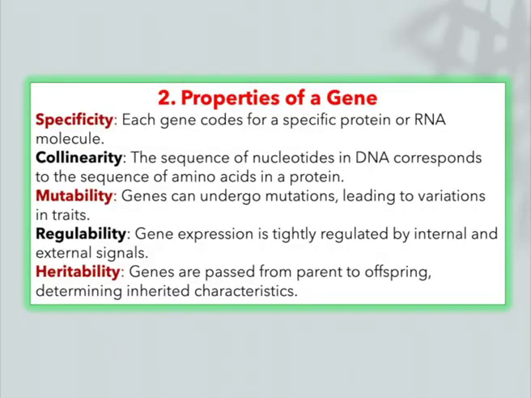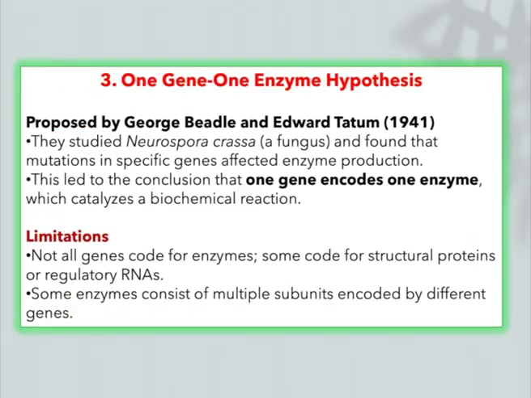And regulability. Gene expression is tightly regulated by internal and external signals. Heritability. This is most important, to transfer the genetic material from the parents to their children or offspring. Now we are going to discuss the most important hypothesis, that is one gene, one enzyme. What Ramakrishna sir has already asked me previously: one gene codes for one enzyme.